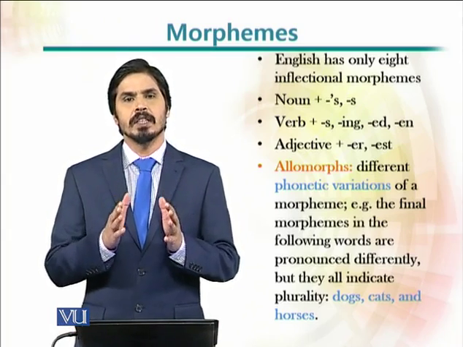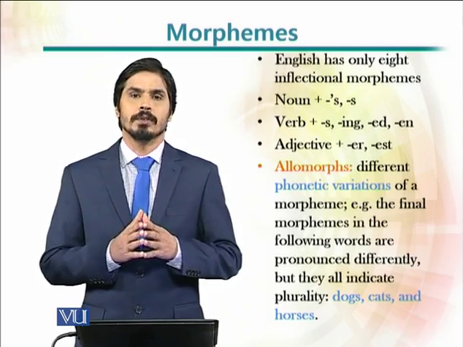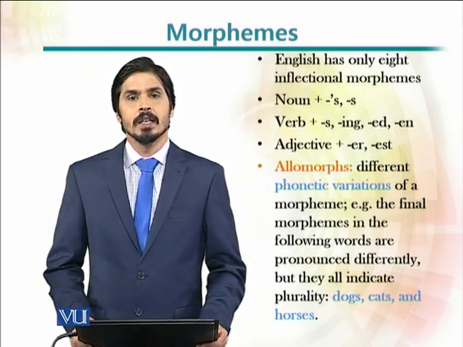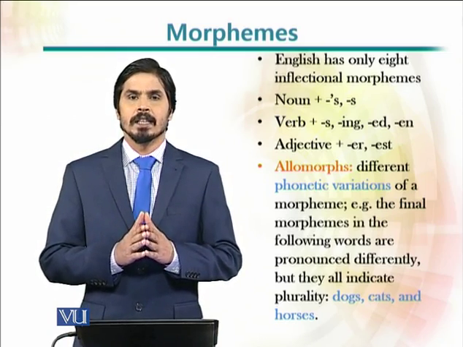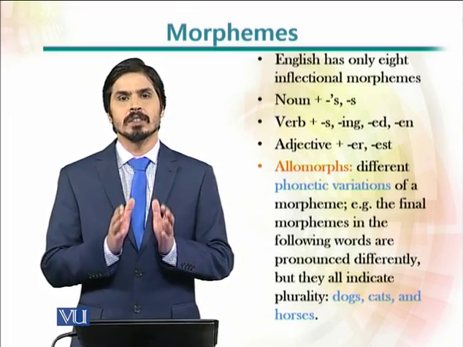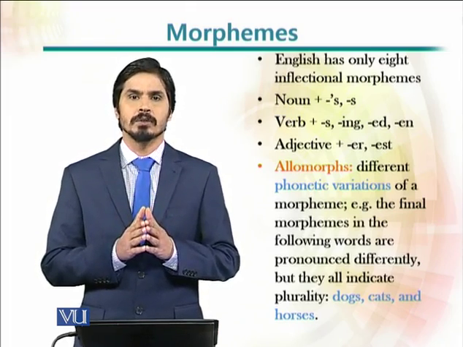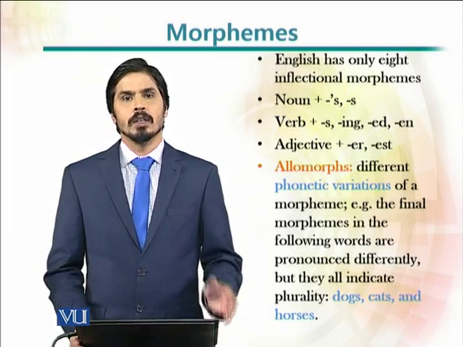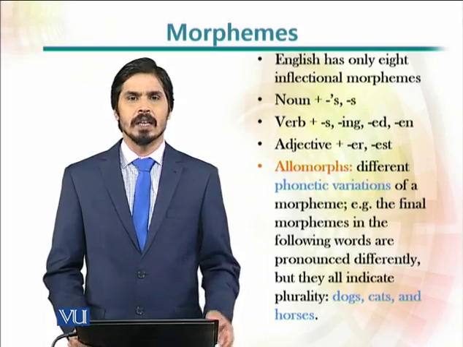Allomorphs could be considered the various phonetic variations within the sound of a morpheme. For example, if you look at the words in front of you, dogs, cats, and horses, the last morpheme at the end of these words is pronounced differently when you speak these words. However, it conveys the same meaning of the number, that is the plural form of these words. But the sound changes. This variation in sound of the same morpheme, all the variations, are roughly defined as allomorphs.